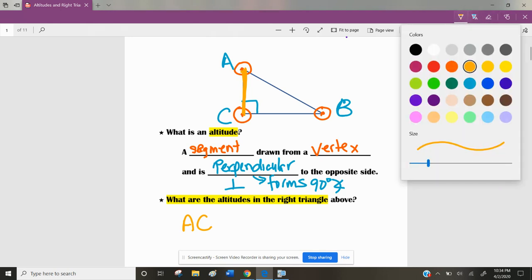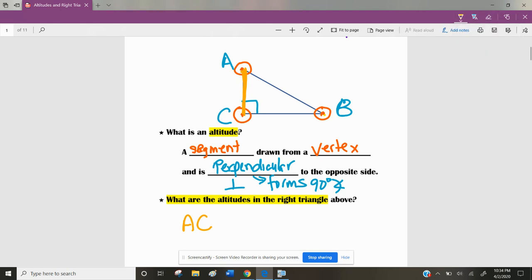And if I draw a segment from vertex B to AC, I see that also forms a right angle. So BC is another altitude in here. What is not an altitude? AB would not be an altitude because it is not perpendicular to the opposite side. AB is not perpendicular to AC, and AB is not perpendicular to BC.